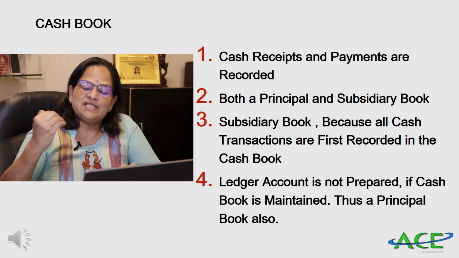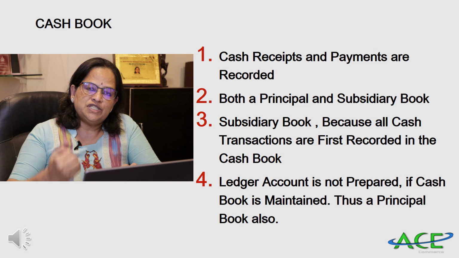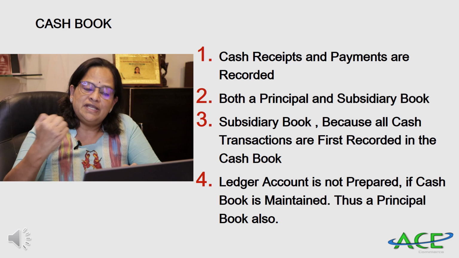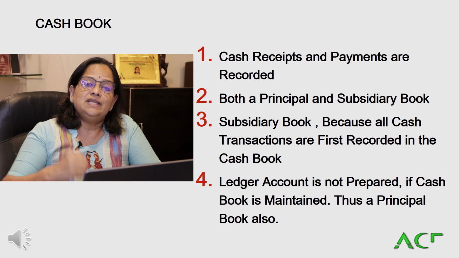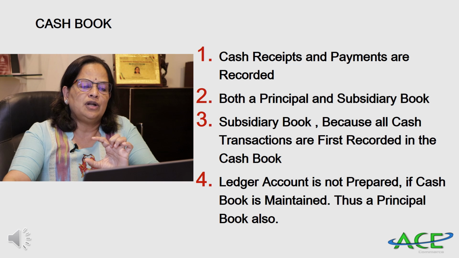Now why is it called a principal book and a subsidiary book? Principal book is because all the cash transactions are first recorded in the cash book. Why is it a subsidiary book? Ledger account is not prepared if cash book is maintained. Thus it's a subsidiary book also. That is why I told you about the 3 column cash book.